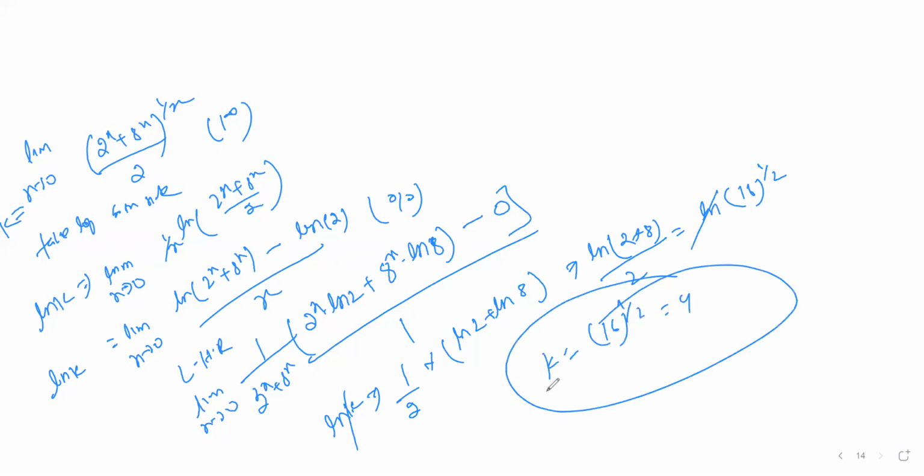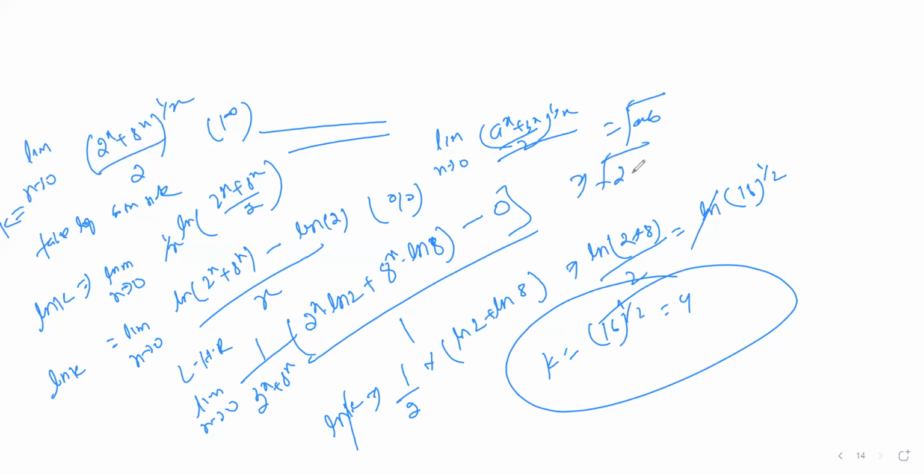The value must be equal to, or if we have a formula of this type, as I mentioned: if limit x tends to 0 and it's (a raised to x plus b raised to x divided by 2) raised to 1 by x, the value will be root under ab. In this question, ab is 2 into 8, and it's the root under 16, which means 4. So no need to remember or do all that. All these things you can use the formula or a standard one.